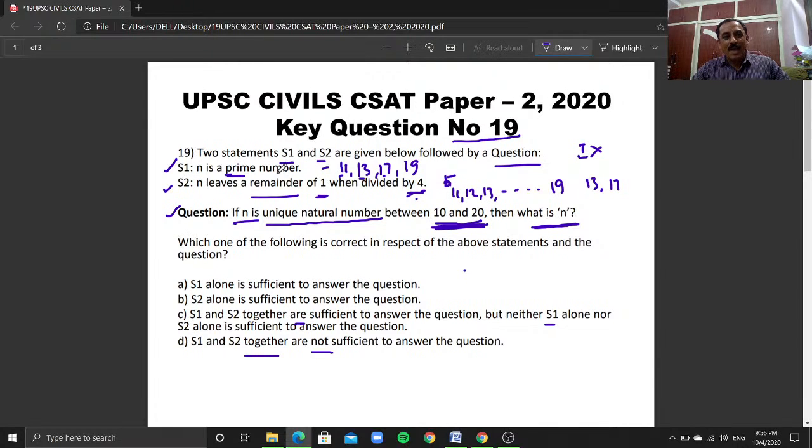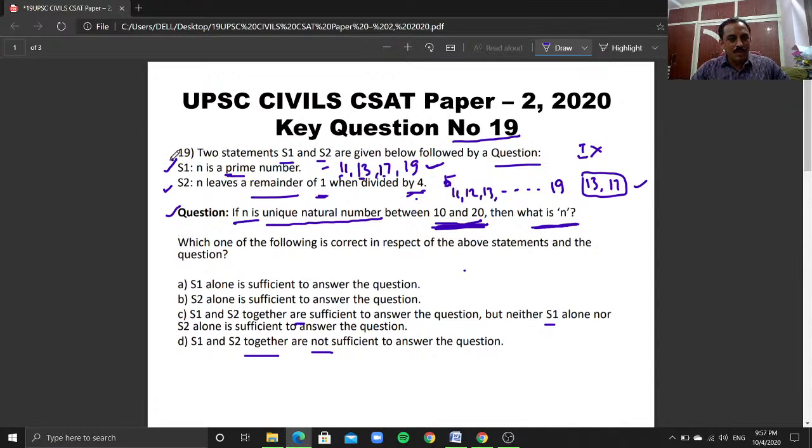So, what is your answer? According to statement 1, we got 4 answers. According to statement 2, between 10 and 20, 11, 12, 13, 14 up to 19, we got 2 answers. Okay. So now which one is the right answer? Statement 1 alone is not the right answer. Statement 2 alone is not the right answer.